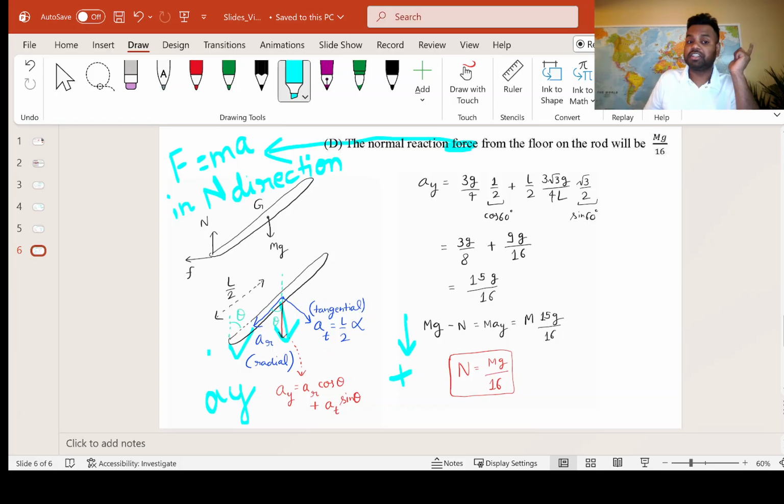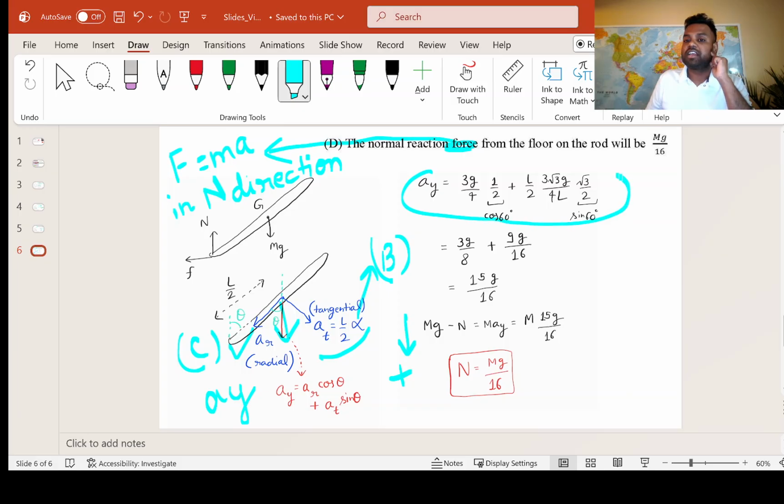And you already have calculated AR, radial acceleration, this is part C. And AT, the tangential acceleration is L by 2 alpha. Alpha is your part B. See how they link, and you plug all that. You take the component in y direction. AY, right here, is AR cosine theta plus AT sine theta in the figure. And if you do that, you will get n equal to mg by 16.